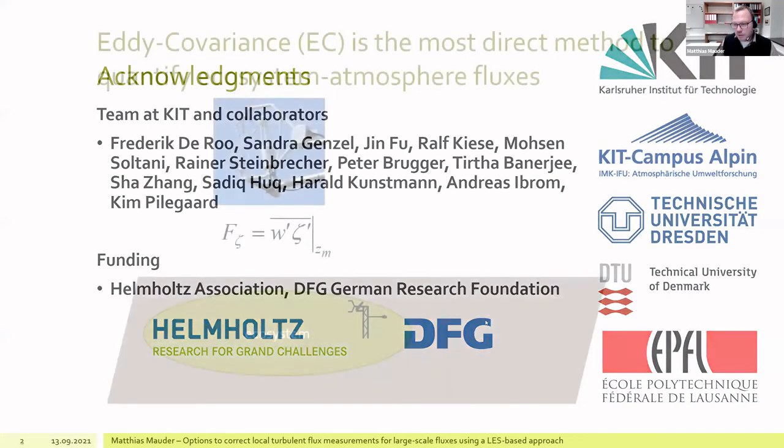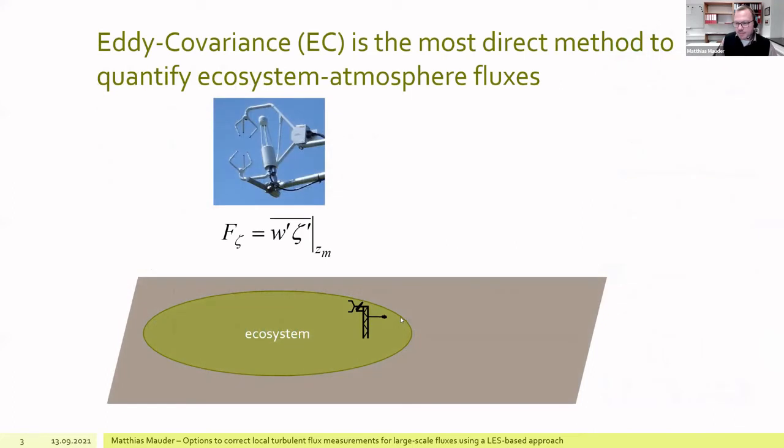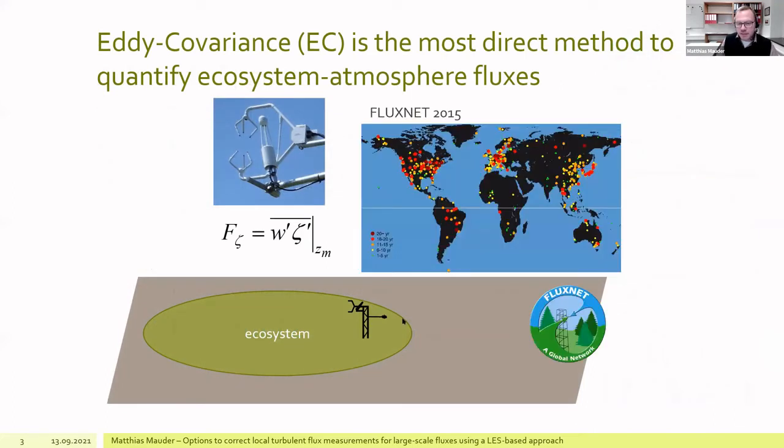So what is the motivation of our studies? We typically, in FLUXNET, at many stations around the world, set up towers in an ecosystem. We know there is a footprint function that relates the surface flux to the measurement at a certain tower.